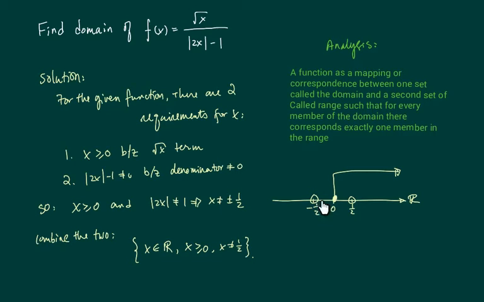On the number line, we carve out negative one half and positive one half. But since x has to be bigger than or equal to 0, this filled-in dot says 0 is okay, so it has to be everything on this side. We just need to carve out x equals one half. So here's the domain for our function.